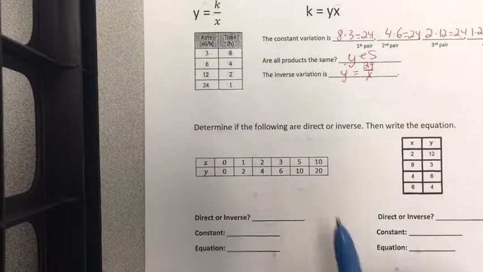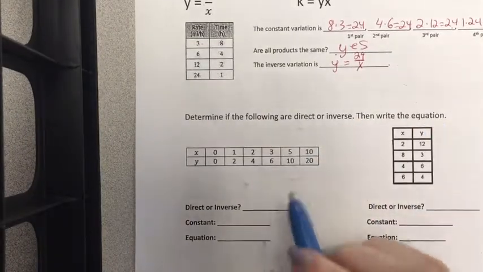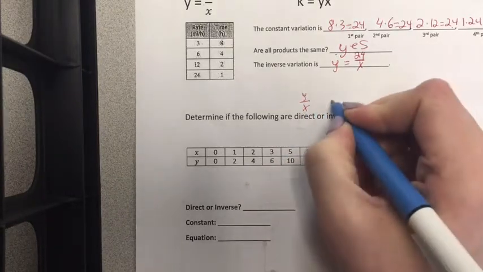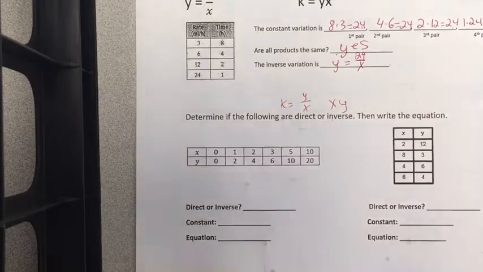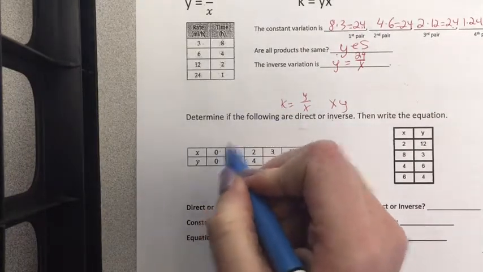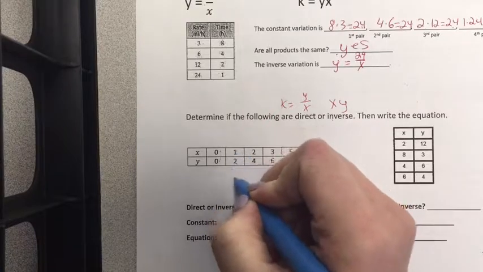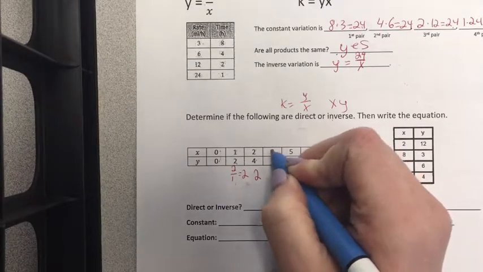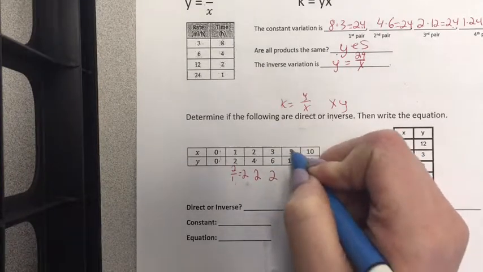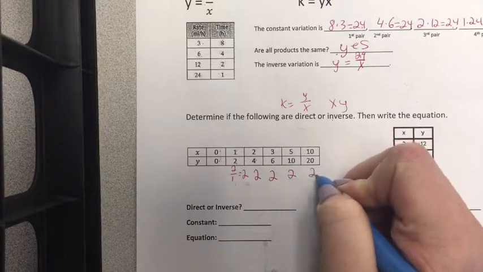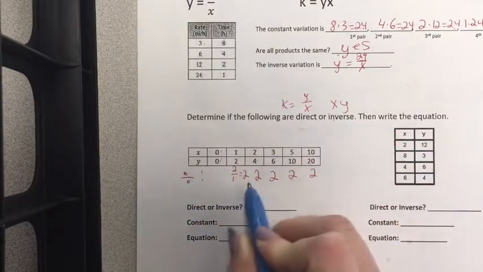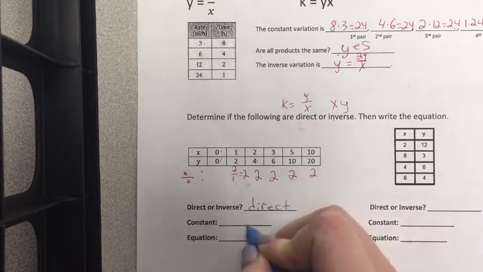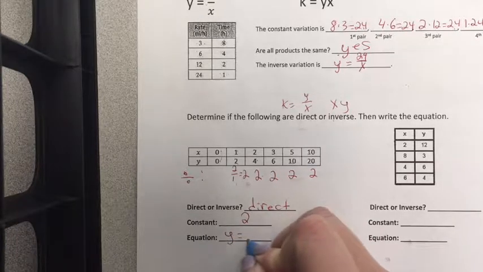So now we're going to determine if the following are direct or inverse, then write the equation. So for direct, that means to divide. Inverse, we're going to multiply, and these are to find our constants. So let's see. So 0, 0, well, we already know that that's direct. So now let's see. So 2 divided by 1 is 2. 4 divided by 2, 2. 6 divided by 3, 2. 10 divided by 5, 2. 20 divided by 10, 2. So when we divided, we got 2 all the way across. So we know it's direct. Our constant was 2. So then my equation is y equals the number x.